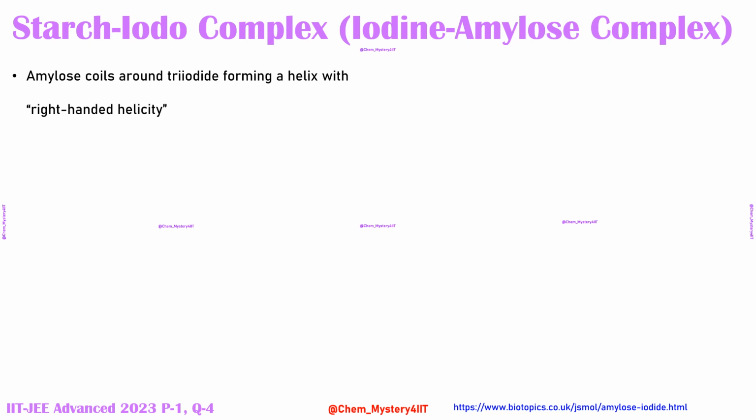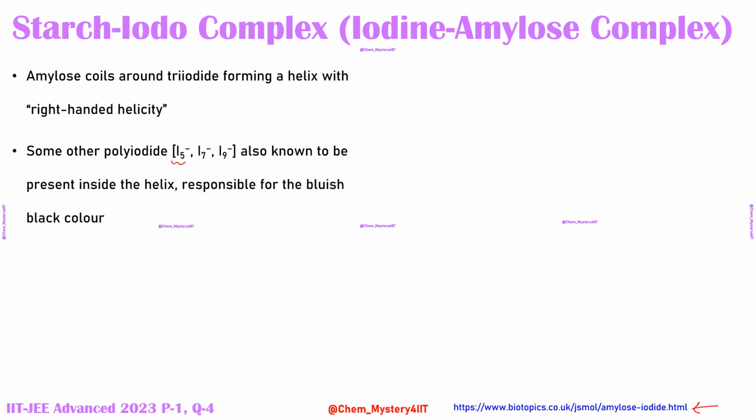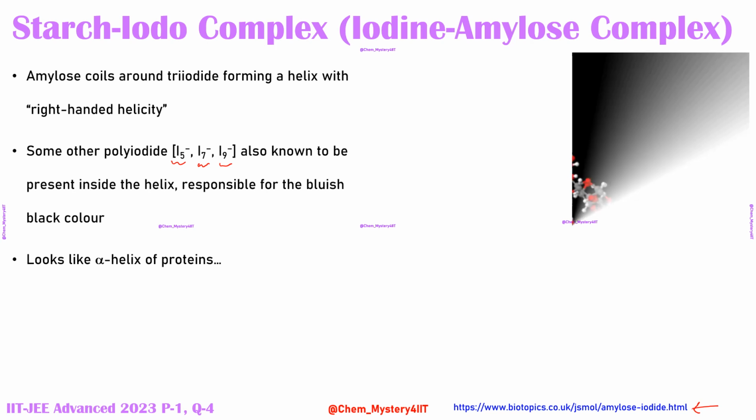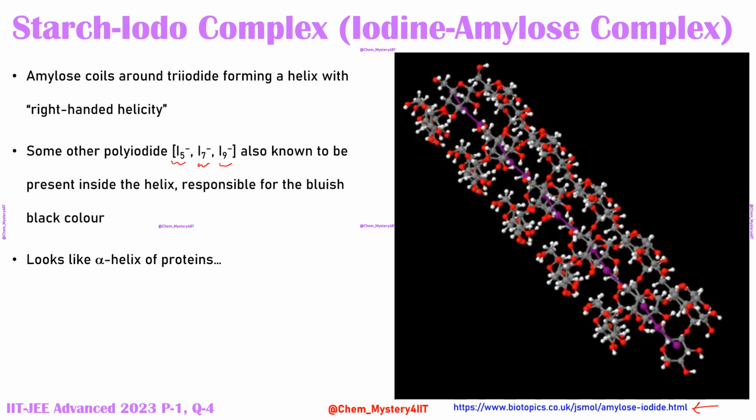In this image, which I have taken from this website, they have shown that a triiodide ion is present. But there can be other species like I5, I7, I9 inside the helix, which are responsible for the bluish black coloration. And the DFT calculations suggest that it is not just I3 which we see in this image. This is the I3 unit over here. Maybe I should use a different colored marker so that you can see it. This one is the triiodide which they have shown in this image.